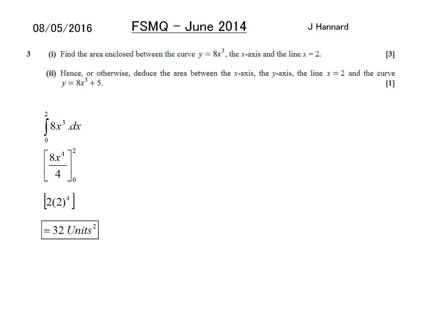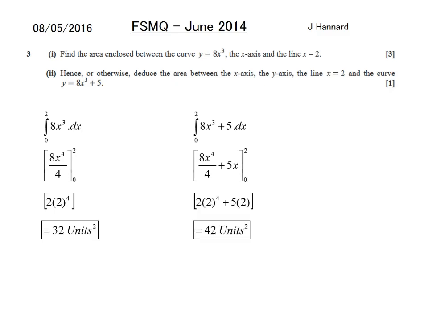32 units squared. Hence or otherwise, deduce the area between the x-axis, the y-axis, the line x equals 2, and the curve y equals 8x cubed plus 5. Well, all you're doing there is doing the same integral with another 5 on. So isn't that just that? Stick a 2 in, stick a 0 in, take them off each other, you end up with that, which is 42 units squared. You're just adding on a 10 there.